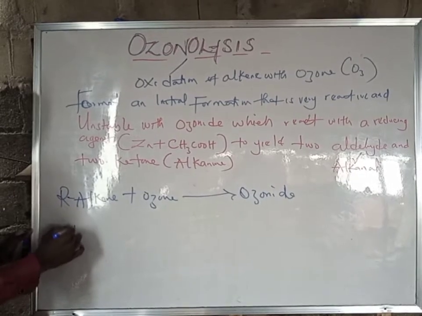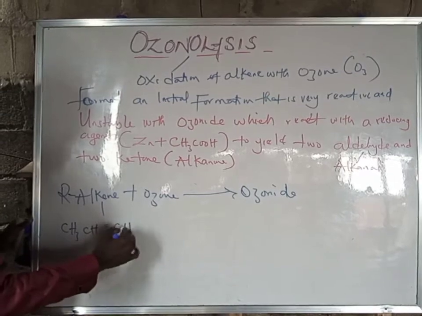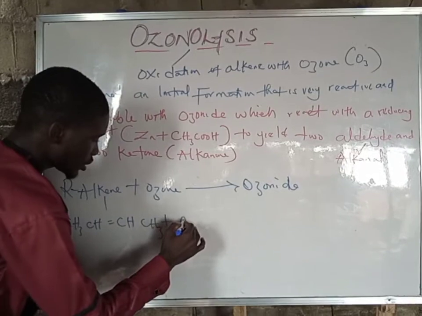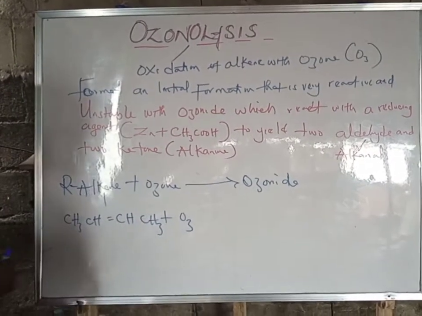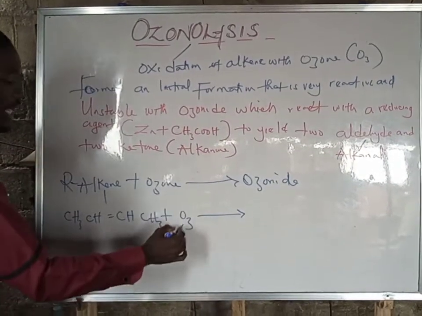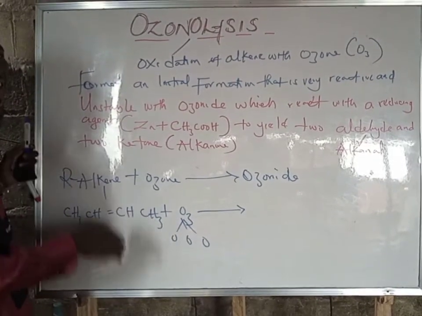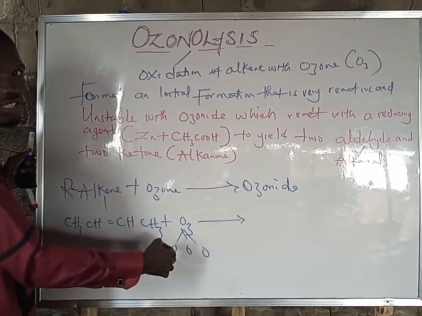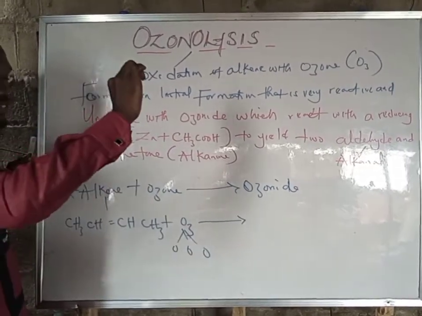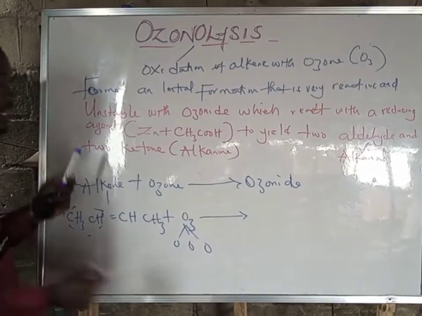So now, let's pick a good example of alkene with carbon 4, which is butene. We have CH3, CH, the double bond, which is this alkene, CH, CH3, plus the ozone, which is O3. So how do we have our ozonide? Don't forget that you have 3 oxygen here, and these 3 oxygen act as nucleophiles. And how do they act as nucleophiles? Because they are electron rich, so they have a negative sign.